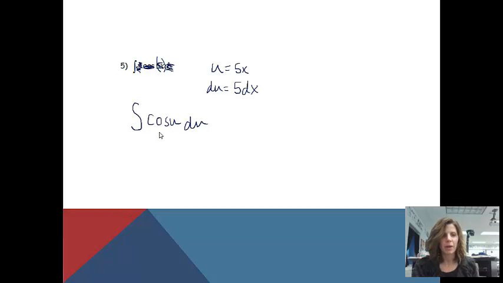Okay, now from here, we know that the integral of cosine is sine, so it will just be sine of u. And now my last step is to put my u back in. So sine of 5x plus c, and that will be my answer. So hopefully now you have somewhat of an idea of how to use a U-substitution to evaluate an integral.